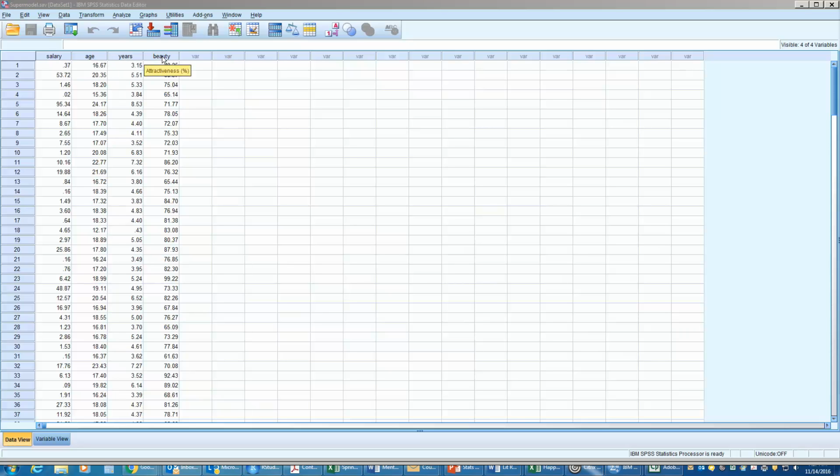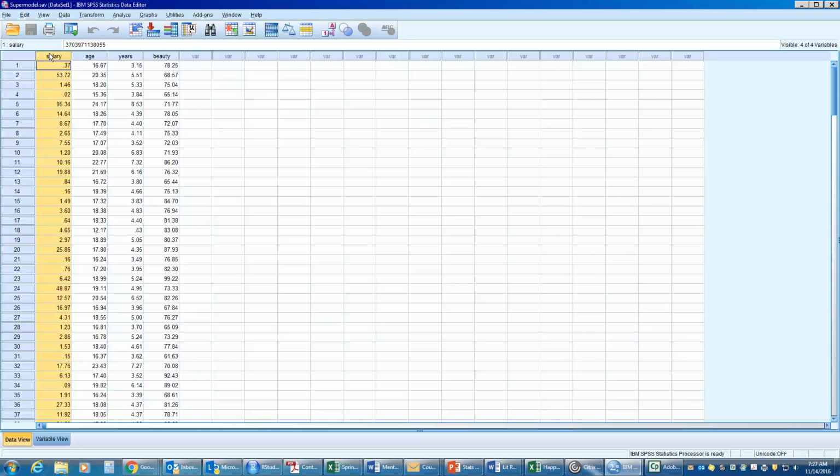4 variables, and these 4 variables are divided into one outcome variable or a dependent variable, which is salary, because we are trying to predict salary by a certain set of independent variables or predictor variables. Those independent variables are age, years of experience, and in this case, beauty.